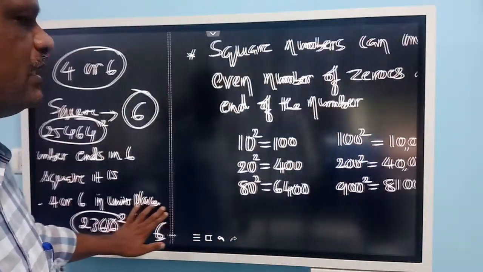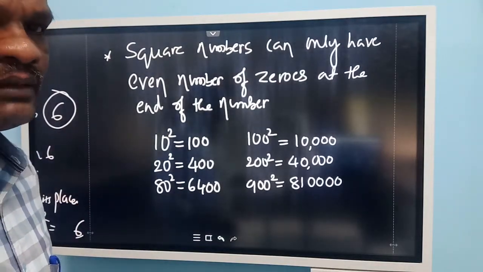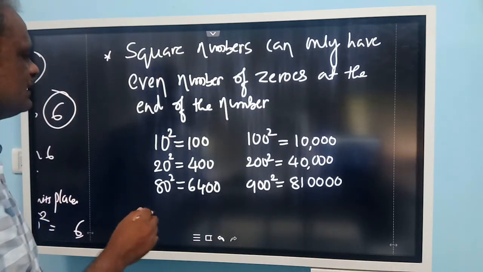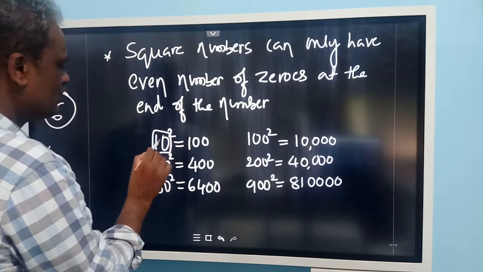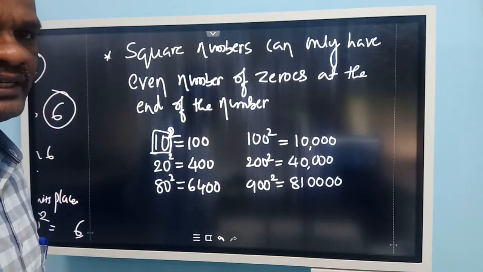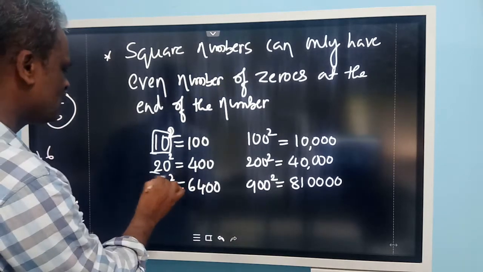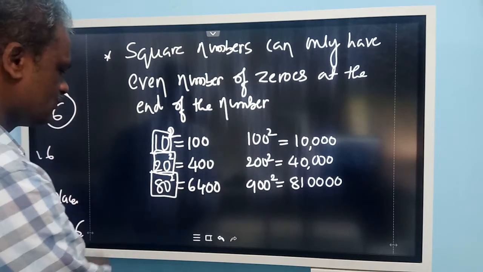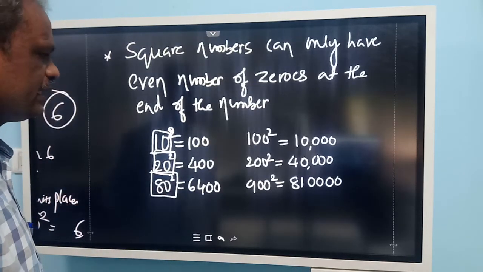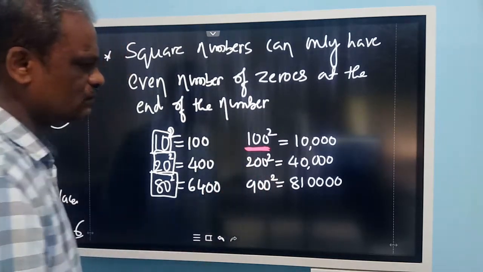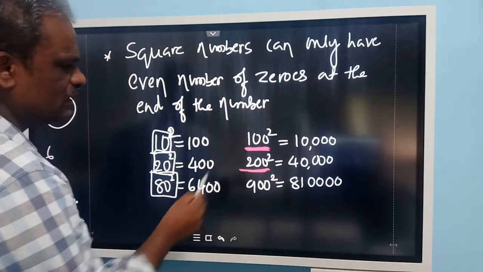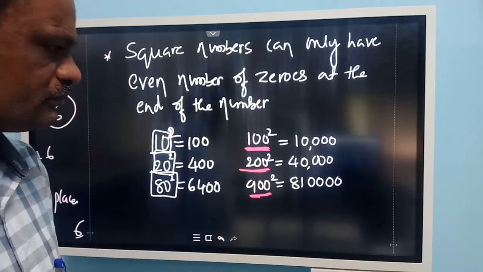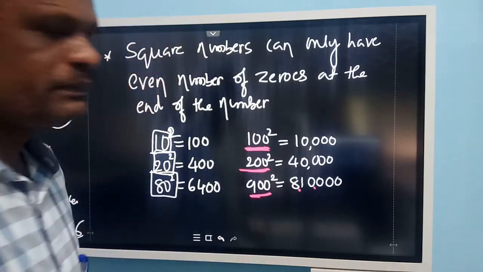Now another last property of the square numbers. All of you look at this. What is the square of 10? 10 times 10 is 100. What is 20 squared? 400. What is 80 squared? 6,400. 100 squared? 10,000. 200 squared? 40,000. 900 squared? 8,10,000.